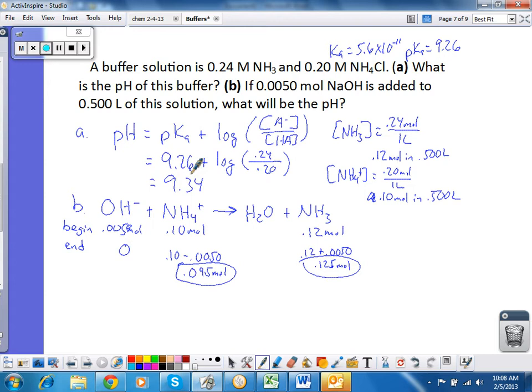So in this case, the pH of this solution after I've run this reaction is going to be equal to pKa plus the log of, now I have 0.125 moles of ammonia and 0.095 moles of ammonium. And that's equal to 9.38. So you can see the pH only goes up by about 0.04 pH units, which is a very, very small amount. So the pH remains fairly constant.